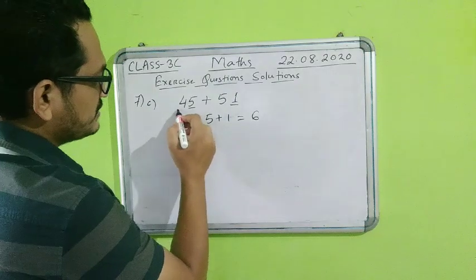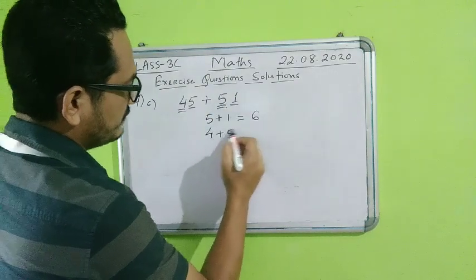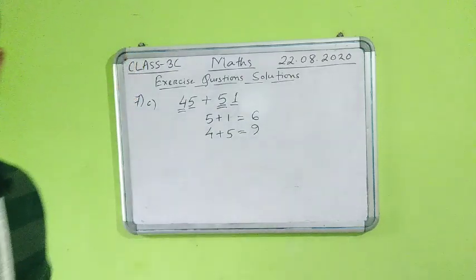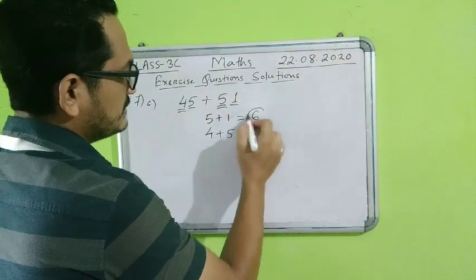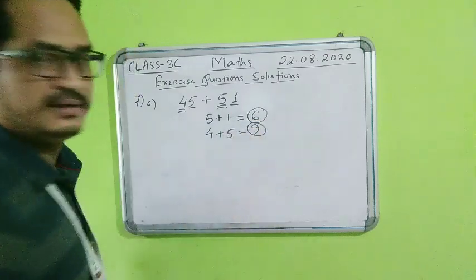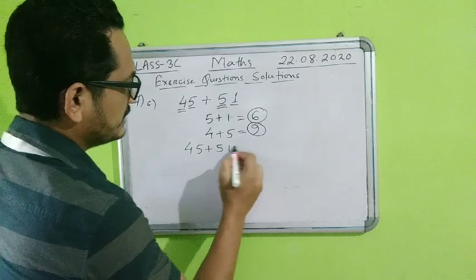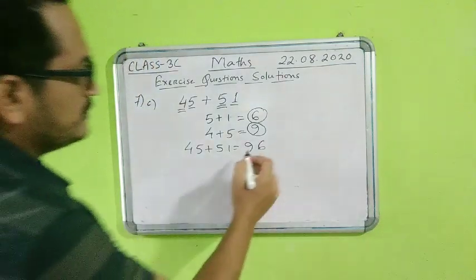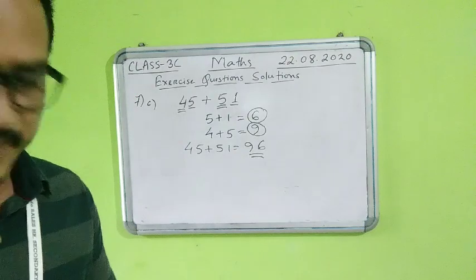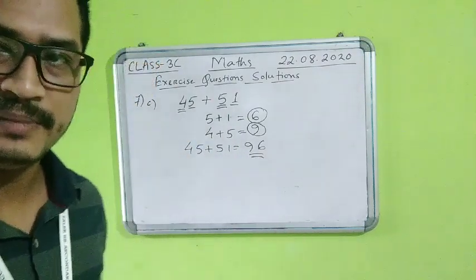Then you add the tens place, that is 4 and 5. Now 4 plus 5 is 9. Now this will be 9 and 6. So this is the ones place and this is the tens place. That means we can say 45 plus 51 is equal to 96. Now students, this 96 I am writing here, but actually it should be done in the mind. That is why it is called mentally.